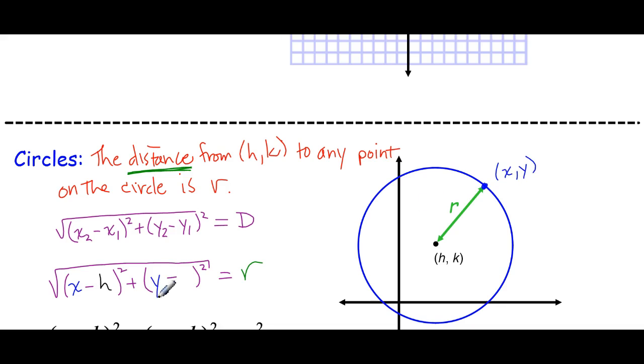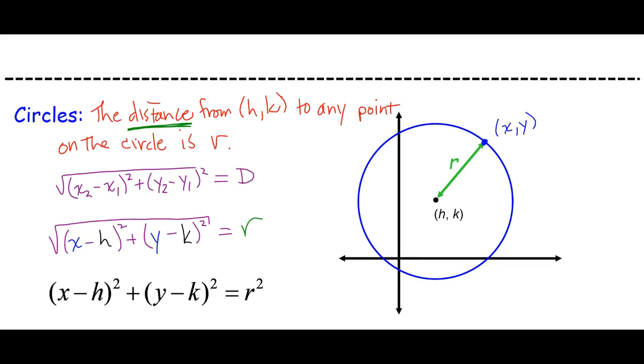y2 is just plain y. y1 is k. And there you go. That's the equation for a circle. Well, not really. I'm lying a little bit. The actual equation for the circle is that with a very slight modification. There's the tiniest little change you make.